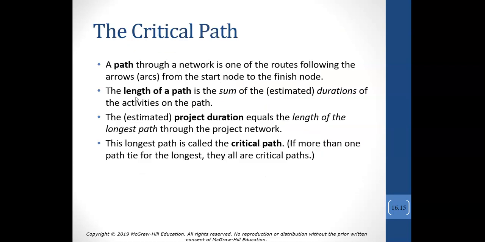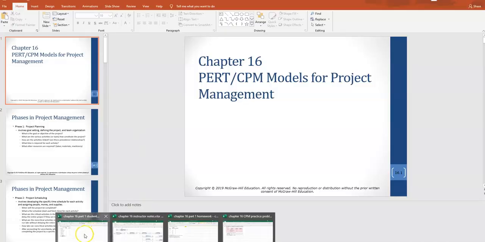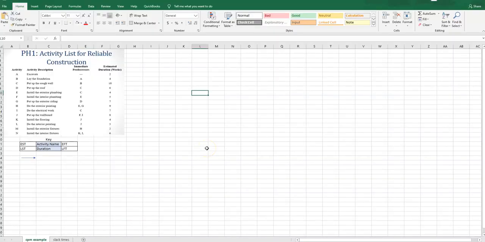So what I'd like to do is have you go over to Excel at this point, and again, if you have not opened up the Excel file that goes with this chapter, please jump over to Canvas and open that up. I would recommend pausing the video for a minute and going over to Canvas and opening up the Chapter 16 Part 1 Student Worksheet. And this will be what we're working on to build our project network using the critical path method.